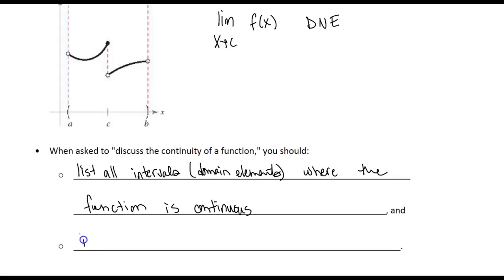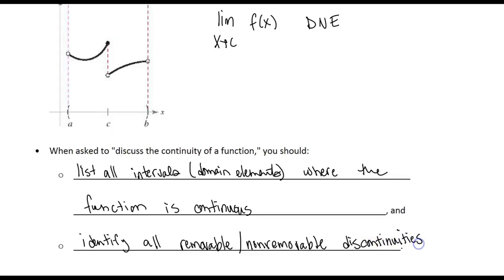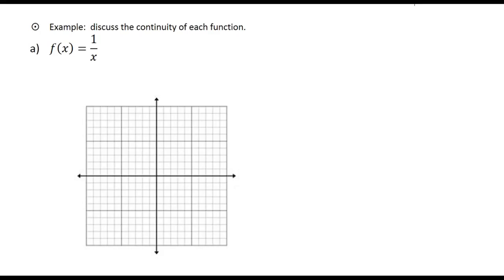and the other thing that you should do is identify all removable and non-removable discontinuities and which type they are. So we're going to look at a couple of examples of discussing the continuity, and you can see what that looks like. For example, I've got f of x equals 1 over x, and it's not necessary that you absolutely must graph each of these functions. I'm just going to put a graph up here so we can see what we're talking about, and hopefully it'll make a little more sense to you.